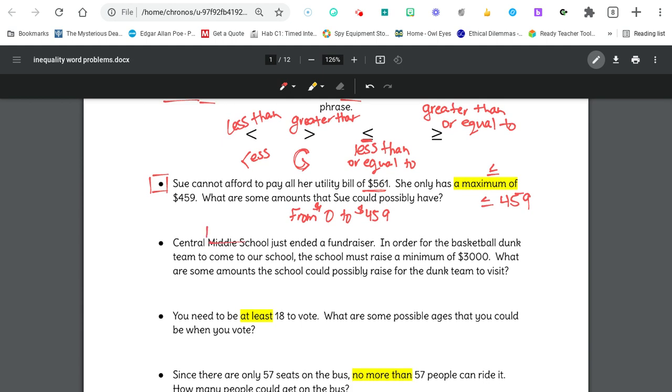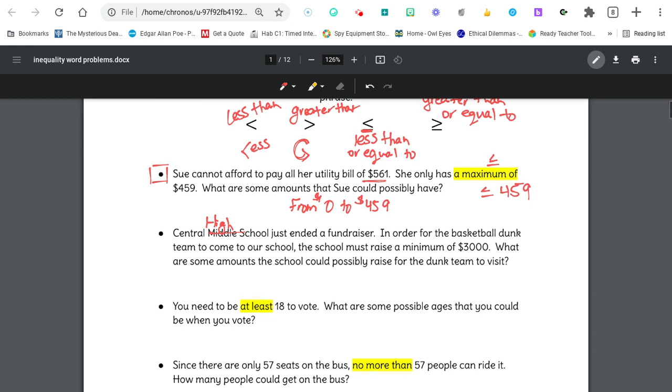I'm gonna change this to Central High School. So obviously I made this when this was Central Middle School, guys. All right, Central High School just ended a fundraiser. In order for the basketball dunk team to come to our school, the school must raise a minimum of $3,000. If they don't raise a minimum of $3,000, the dunk team won't come. What are some amounts the school could possibly raise for the dunk team to visit?